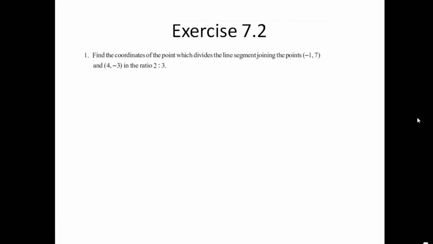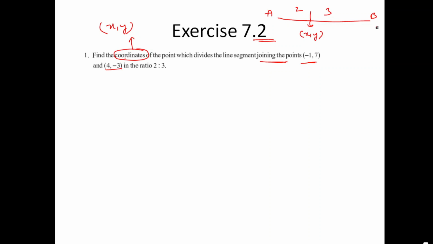Okay, let's look at the exercise now, having two different line segments. Let me name one as A and the other as B. It is divided in the ratio 2:3. Now he's asking for x comma y. Hope I'm clear. This is minus 1 comma 7, and I'll be taking this one together.